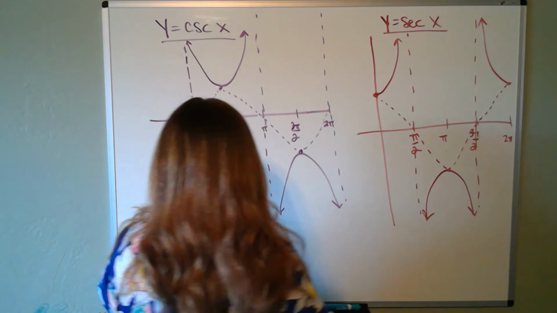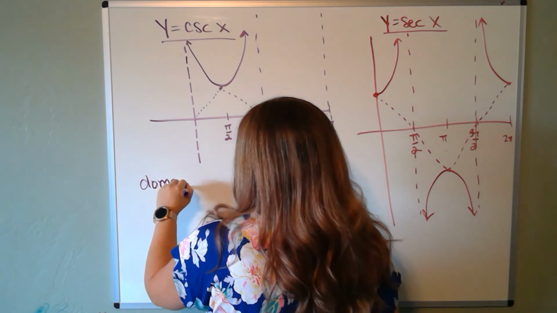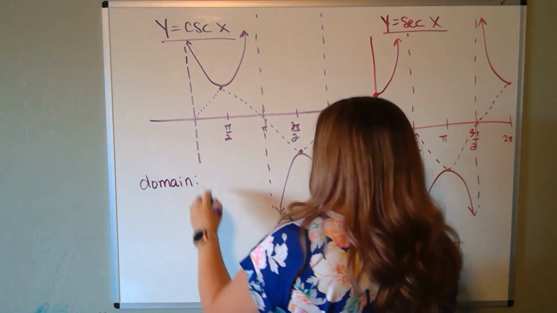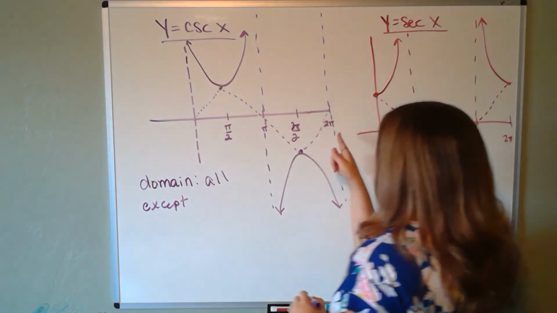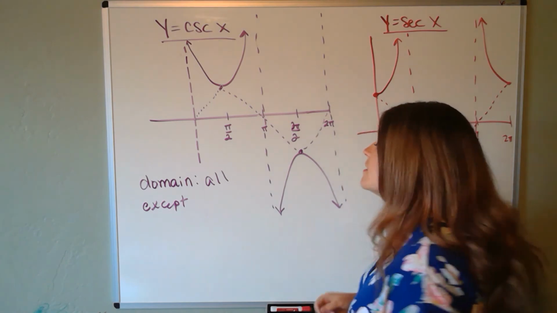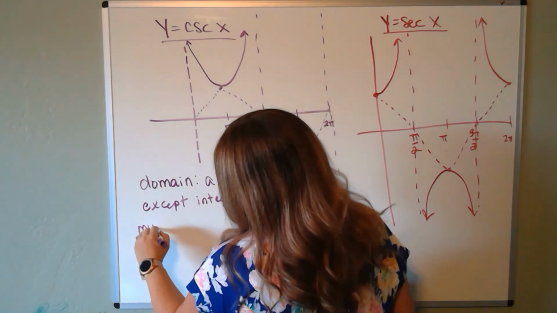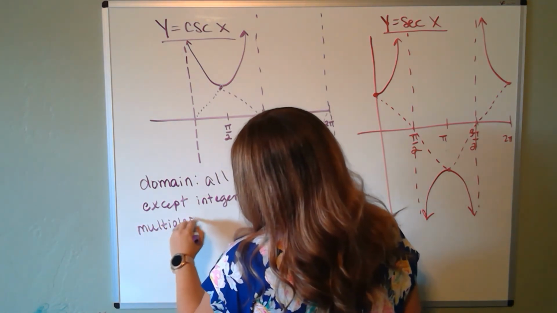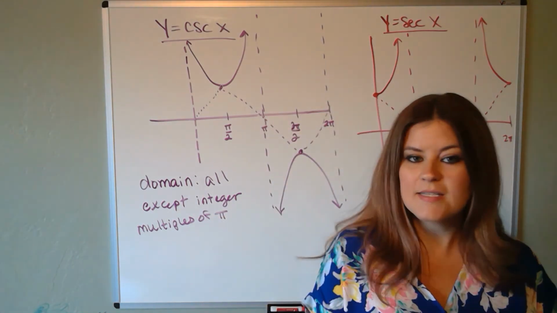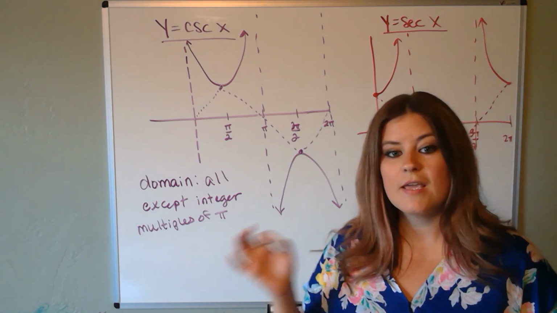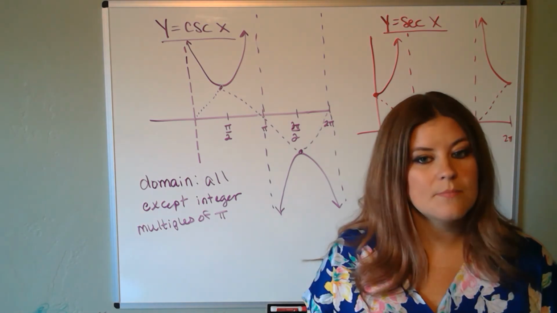So when you're talking about the domain of cosecant, it's going to be everything except what? Where are these asymptotes hitting? They're at the pi's, right? So all except the integer multiples of pi. That is just like the domain of cotangent, and that's a good way to remember it. Cotangent and cosecant have the same domain. Both of them are everything except the pi's.